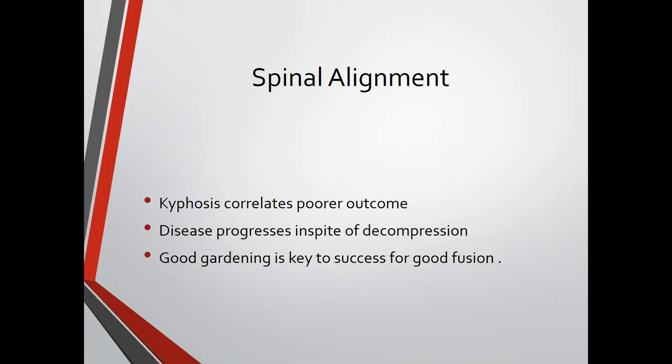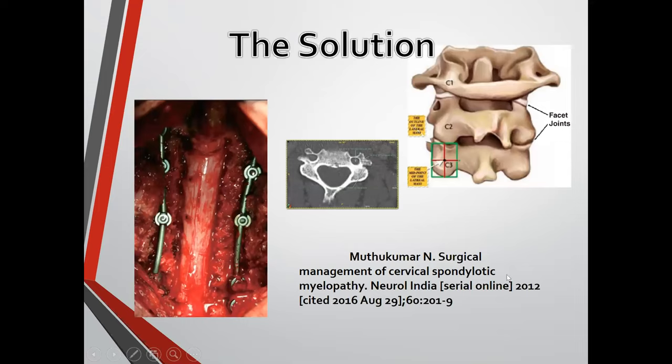Spinal alignment: kyphosis relates to poor outcome. Disease progression occurs in spite of decompression. And therefore, good grafting is the key for good fusion. I'll draw your attention to my friend Dr. Muthu Kumar's work in 2016, Neurology India, where I think at this point in time, a good decompression with reconstruction of the lordosis using lateral mass fixation is one of the best options if one is considering posterior surgery.